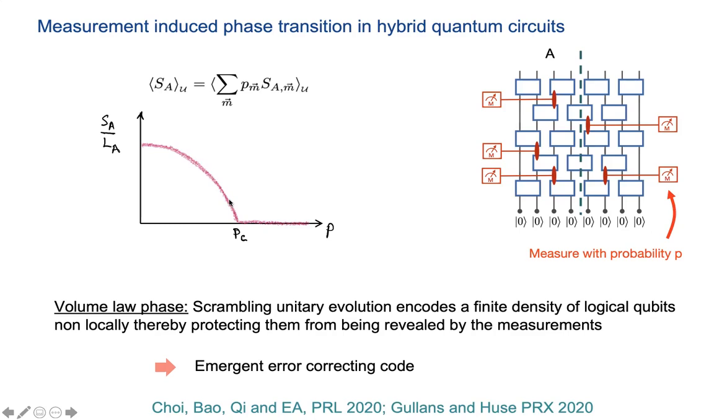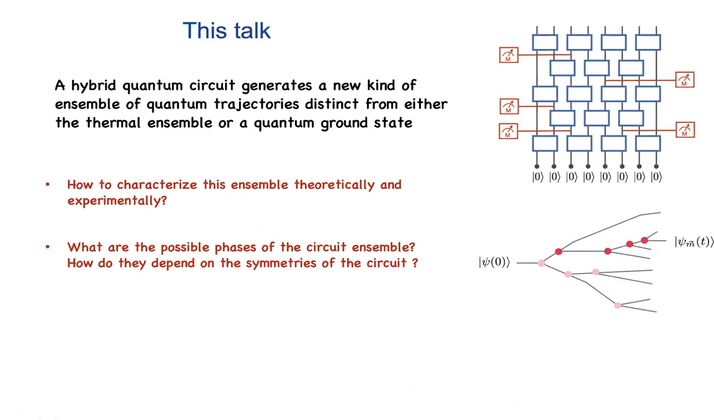It's the number of logical qubits that propagate in the system coherently. So the volume law phase is sort of an emergent error correcting code. This was pointed out in these papers.